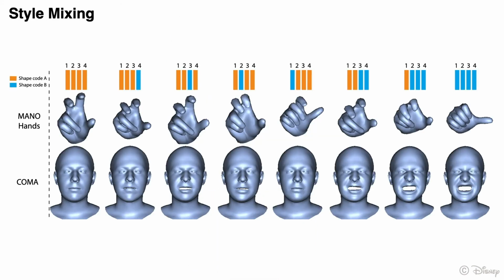Another interesting way to use our style-modulated decoder is through style mixing. By mixing style codes at different layers of the decoder, we can obtain interesting shape deformations.